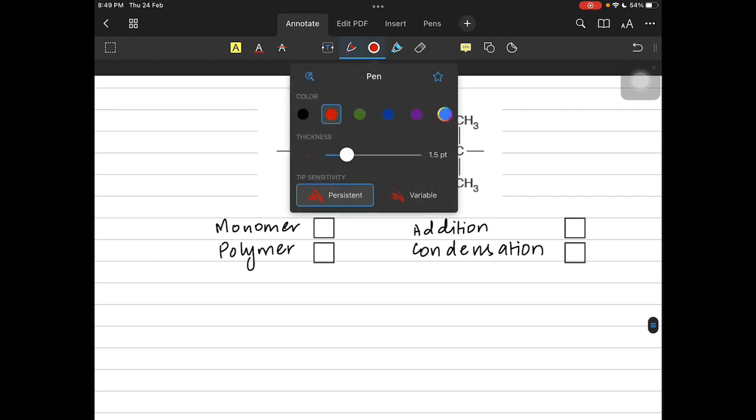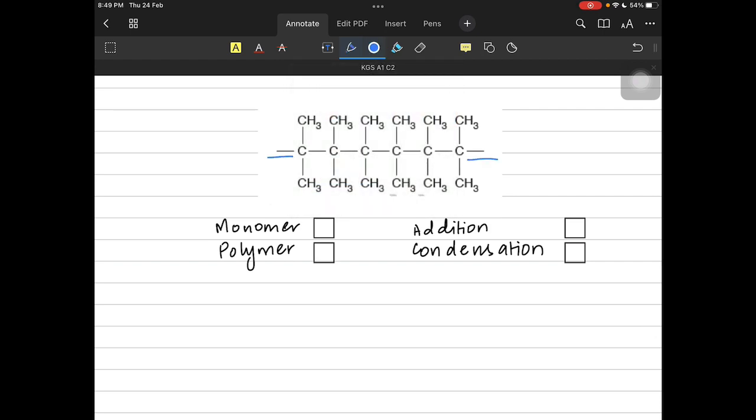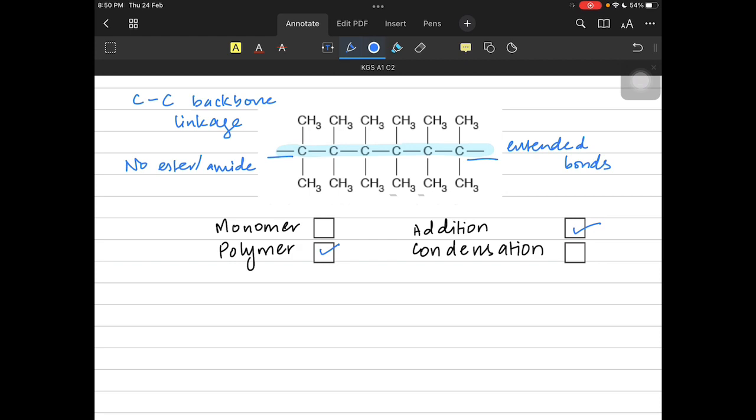This one is again a polymer because I can see the extended bonds on both sides. So even though there's not a bracket over here, it's a polymer. I can see the main linkage is a carbon-carbon single bond linkage. So it is a carbon-carbon backbone. It is addition polymer, not condensation one. There is no ester right here, there is no amide, so it's not condensation, it's got to be addition.